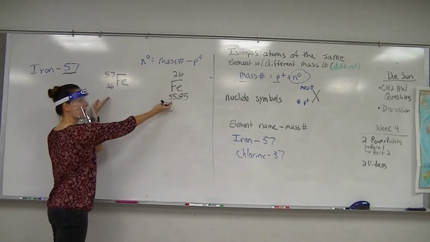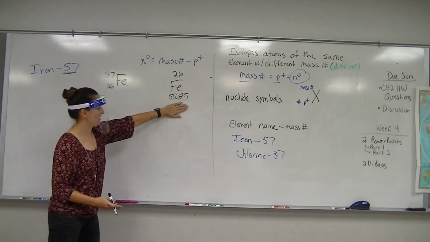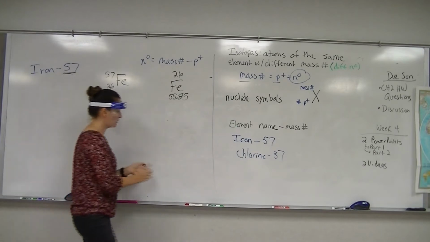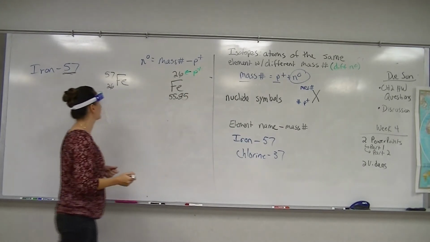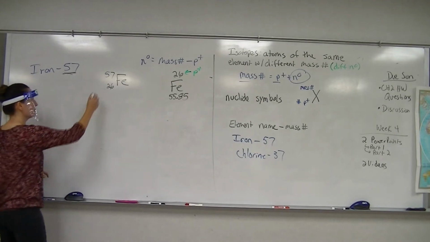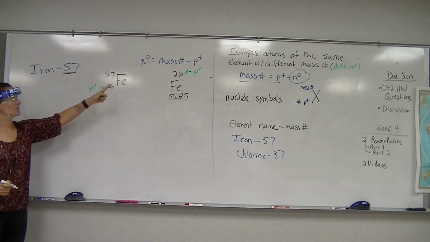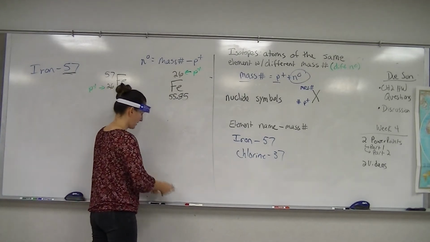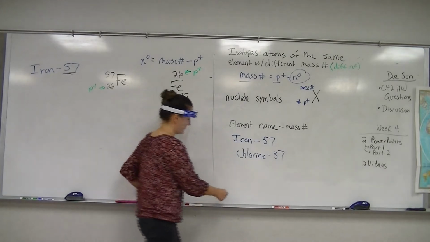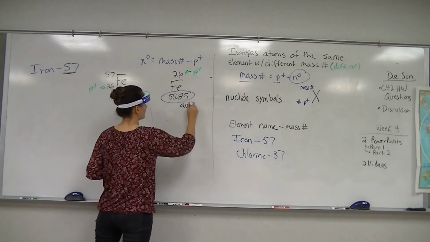So notice different representations. This is how it's represented on the periodic table. On the periodic table, we have the number of protons up top, right? In the nuclide symbol, the number of protons is down here instead. So these are different. This number here, blue, this is the average atomic mass.